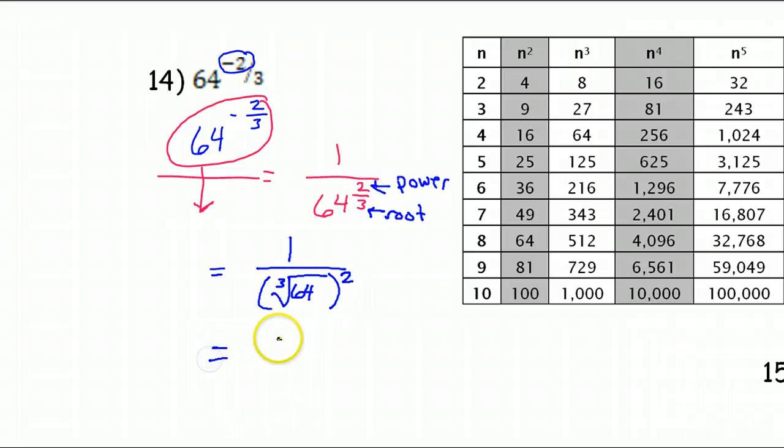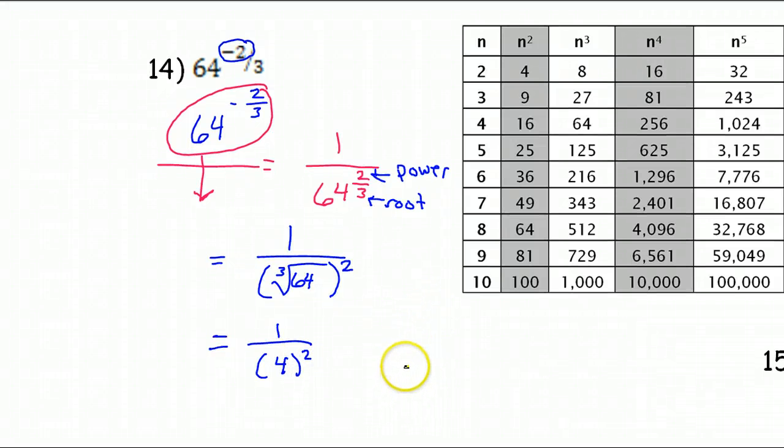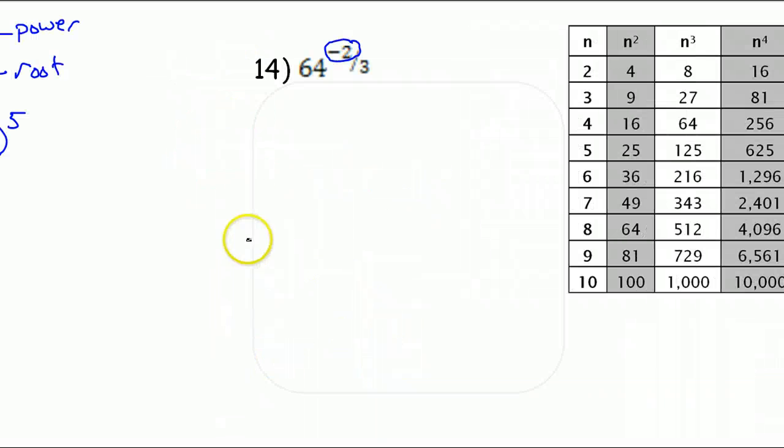So that is going to give me 1 over 4 to the second power. But then next thing you know, I'm going to have 1 over 16 because 4 squared is 16. So this should be my final answer, 1 over 16. Now here's another way to think about it. I could treat this as a negative 2 power.